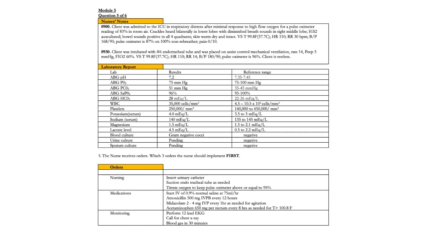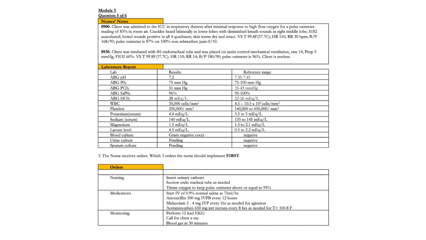Module 5, Question 5 of 6. The nurse receives orders. Which 3 orders should the nurse implement first? The nursing orders include: 1. Insert urinary catheter. 2. Suction endotracheal tube as needed. 3. Titrate oxygen to keep pulse oximeter at or above 95%.